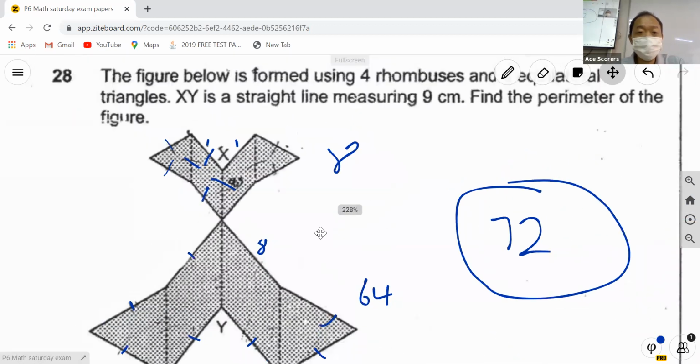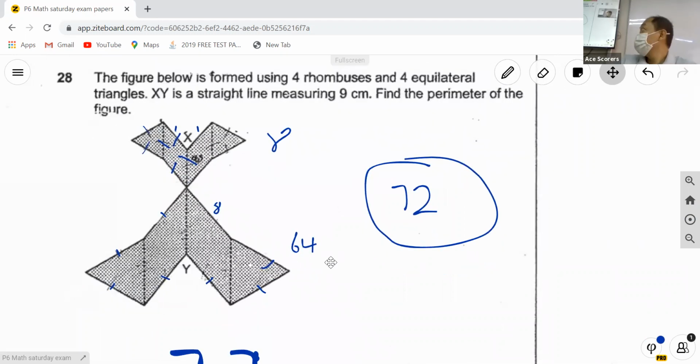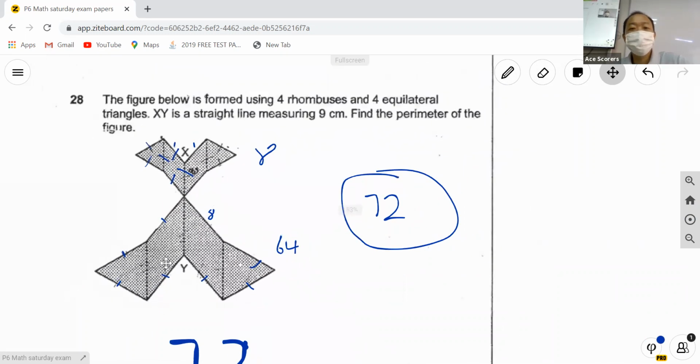So I don't have a big brain, right? No, I didn't grow my brain.